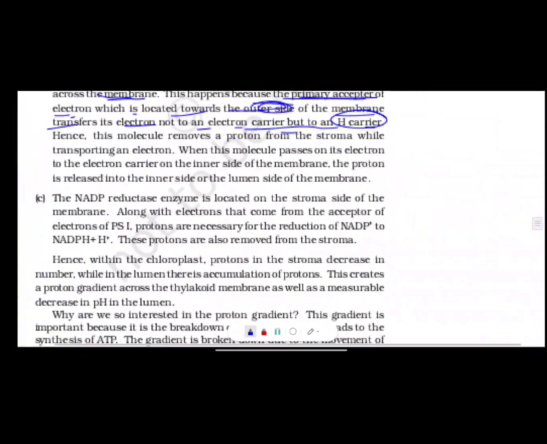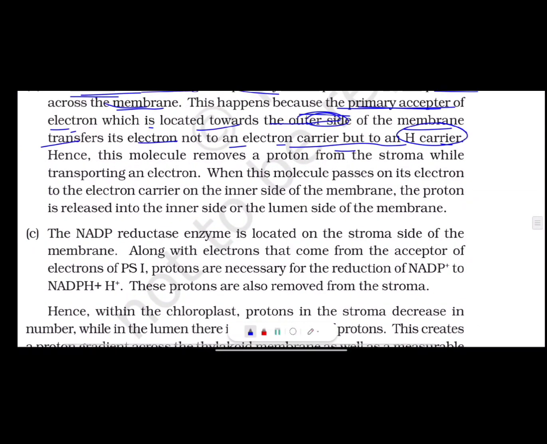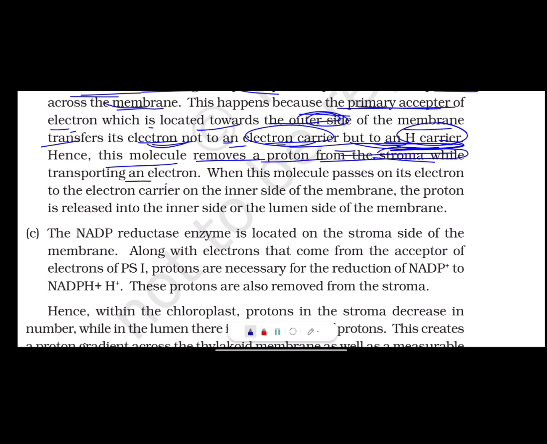That and this has some connections. It transfers to an electron, not to an electron carrier but to an H carrier. This is an H carrier. Hence these molecules remove protons from the stroma while transporting the electrons.